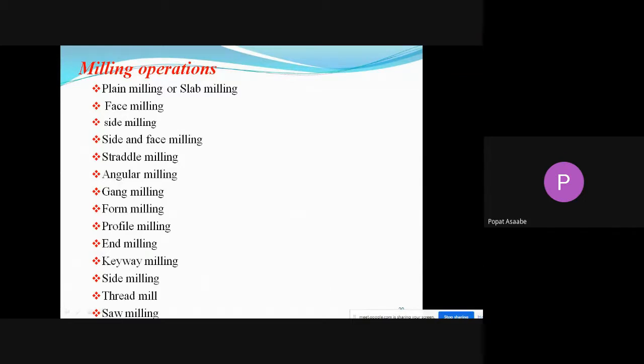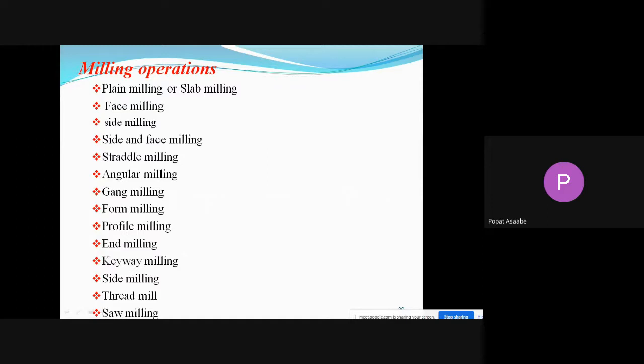Okay, so today we are going to start the next point from unit number 4, that is the milling machine. Today we are going to discuss the milling operation. We know that there are different types of milling operations, and all those operations we can perform on milling machines.